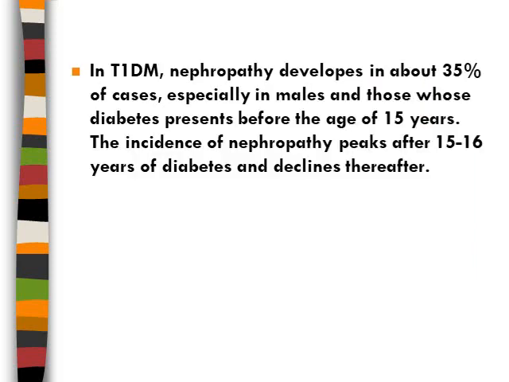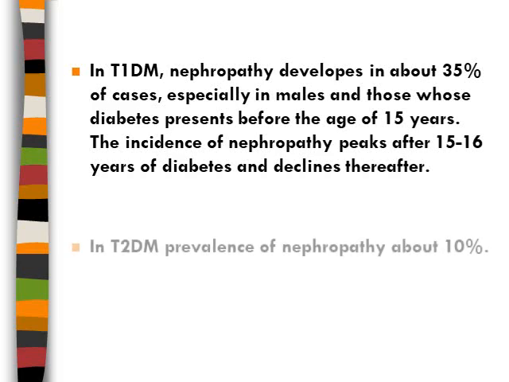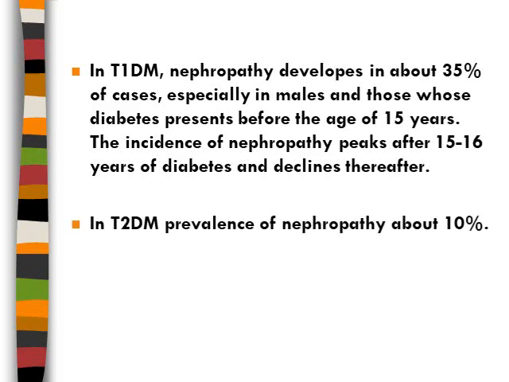In type 1 diabetic patients, nephropathy develops in about 35% of cases, especially in males and those whose diabetes presents before the age of 15 years. The incidence of nephropathy peaks after 15 to 16 years of diabetes and declines thereafter. In type 2 diabetics, the prevalence of nephropathy is about 10%.